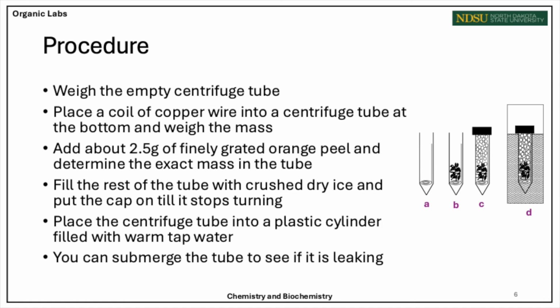Then you should place your centrifuge tube in a plastic cylinder filled with warm tap water. Plastic beakers will be provided for you today. Do not use any glass containers for your safety. You will then submerge the tube into water to see if it's leaking. If you see a lot of rapid bubbling, you need to remove the tube and try to either tighten the cap or replace it with a cap from a different tube.